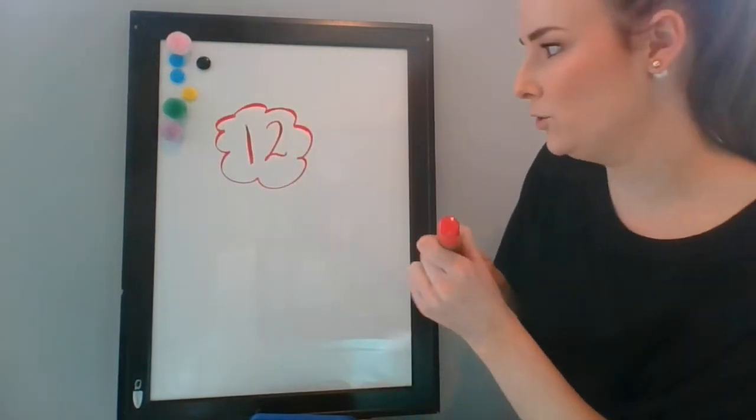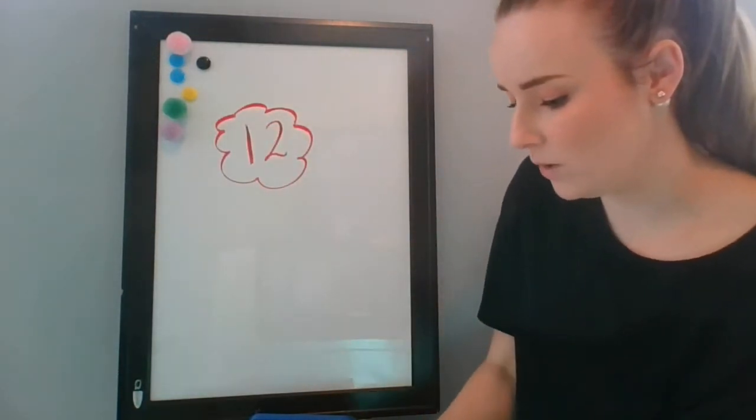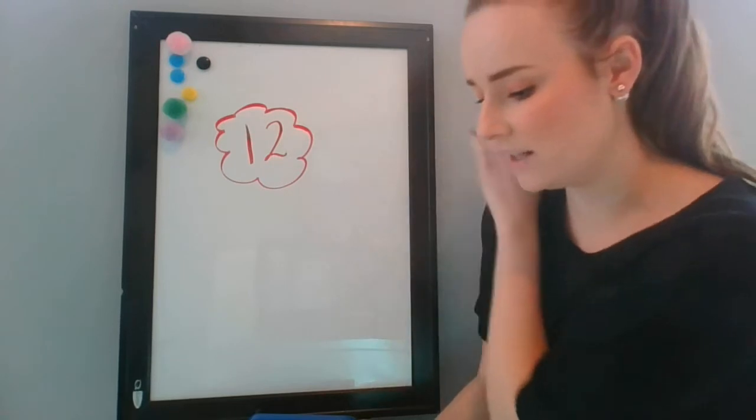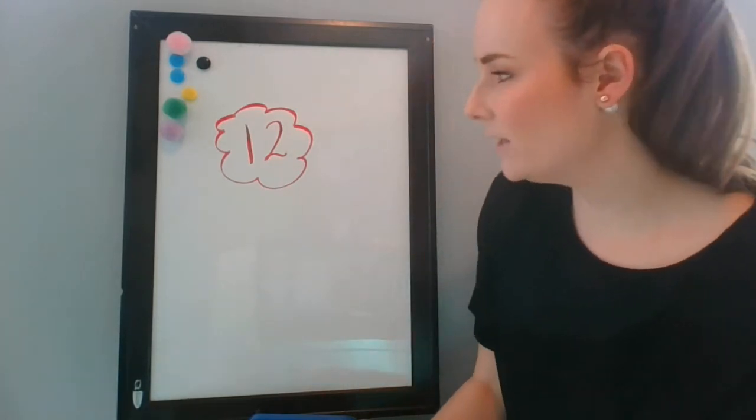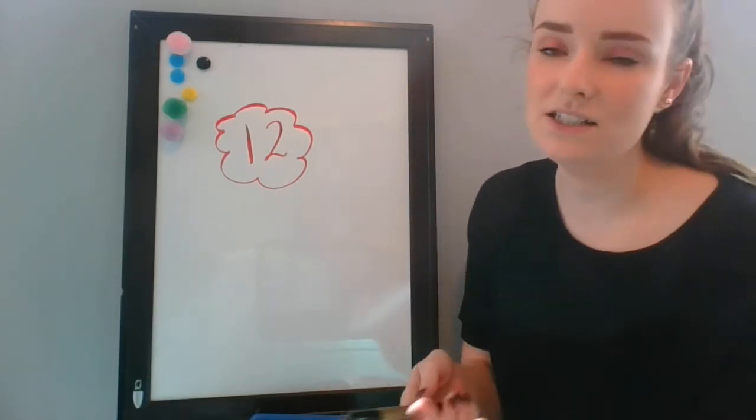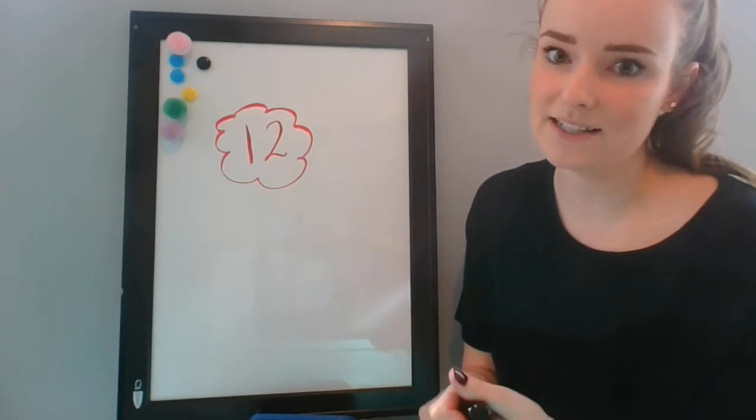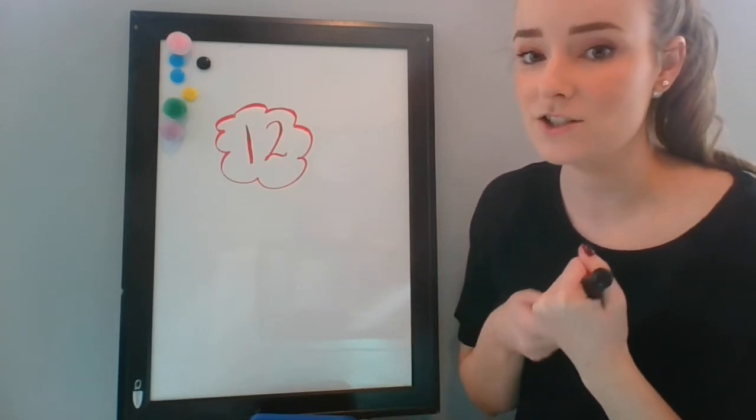Okay, so you will pop your number in the middle of your page as well, or you can write it at the top and underline it, up to you. And then what we're going to do is think of as many different ways we can represent this number as possible. So we are doing addition and subtraction.